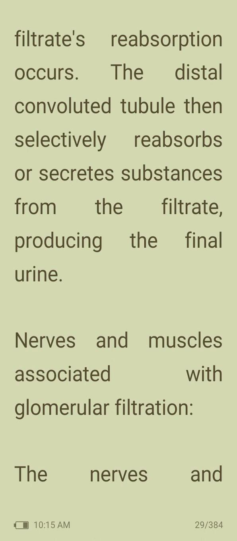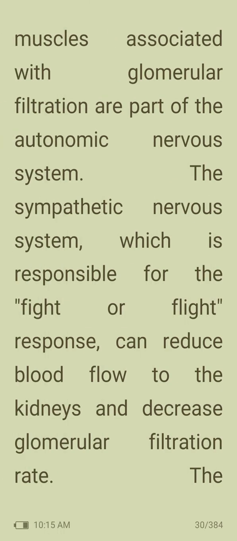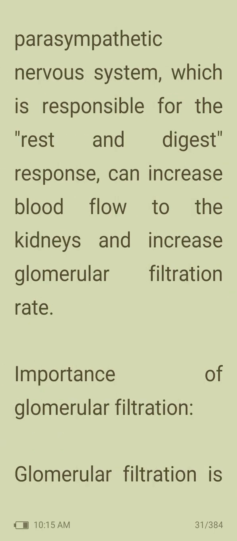Nerves and muscles associated with glomerular filtration. The nerves and muscles associated with glomerular filtration are part of the autonomic nervous system. The sympathetic nervous system, which is responsible for the fight or flight response, can reduce blood flow to the kidneys and decrease glomerular filtration rate. The parasympathetic nervous system, which is responsible for the rest and digest response, can increase blood flow to the kidneys and increase glomerular filtration rate. So, the parasympathetic nervous system increases glomerular filtration rate.